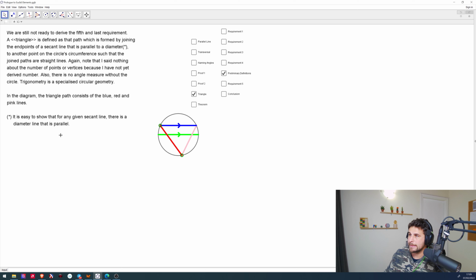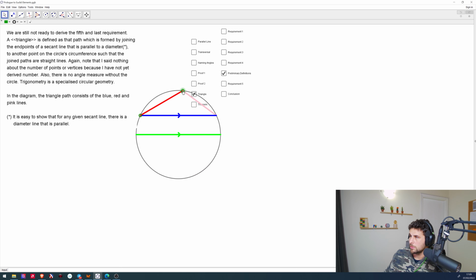So again, note that I said nothing about number of points or vertices because I've not yet derived number. Also, there's no angle measure without the circle. Trigonometry is a specialized circular geometry. So in this diagram, the triangle path consists of blue, red and pink lines.